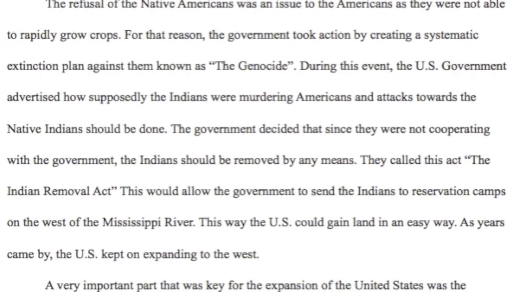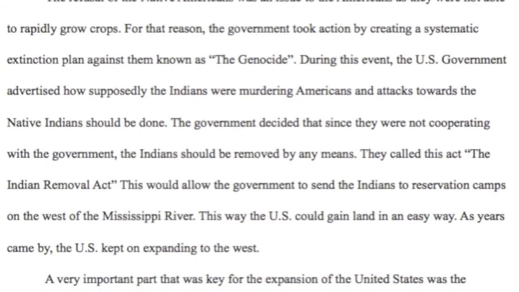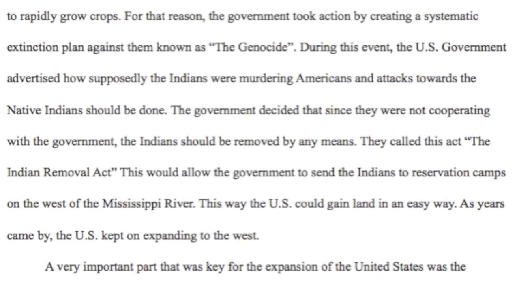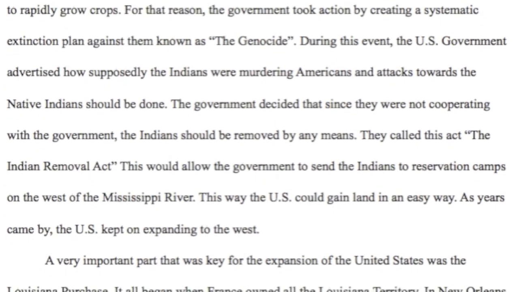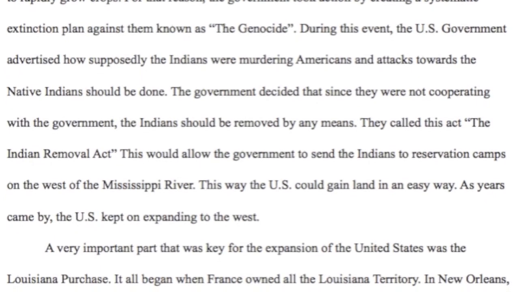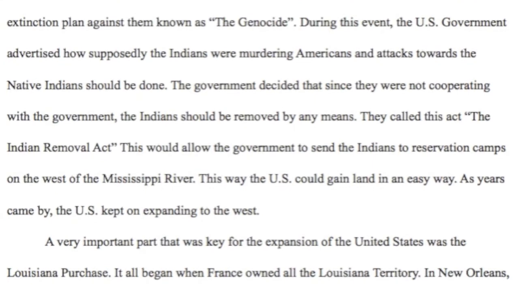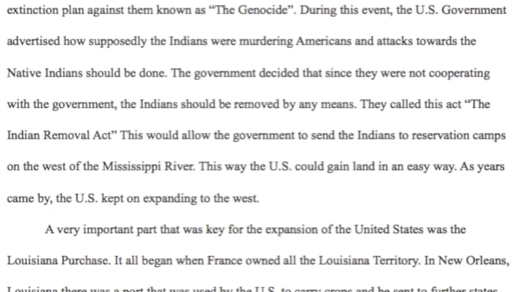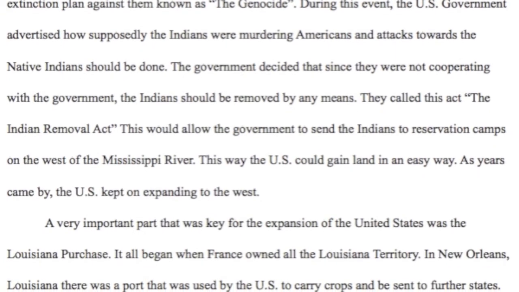As years went by, the US kept on expanding to the west. A very important part that was key for the expansion of the United States was the Louisiana Purchase. It all began when France owned all the Louisiana Territory. In New Orleans, Louisiana, there was a port that was used by the US to carry crops and send them to farther states.